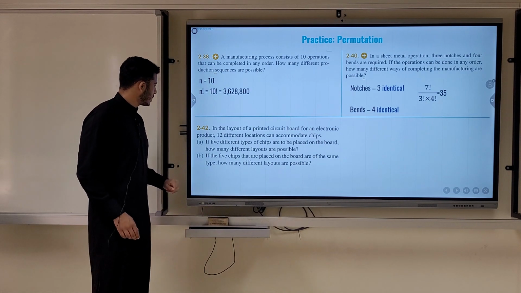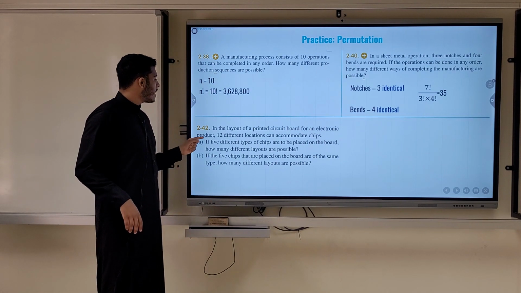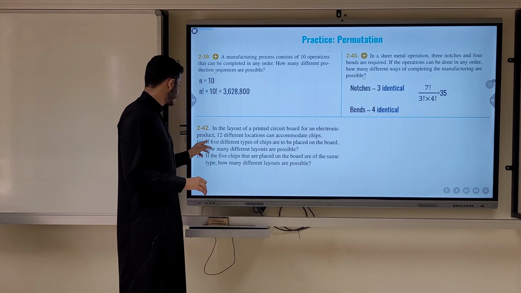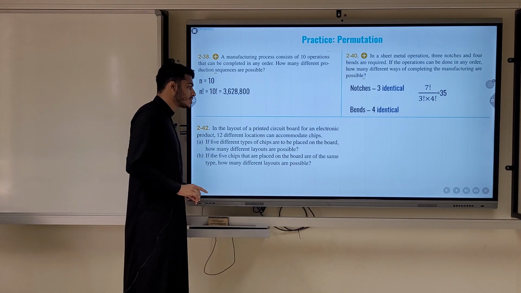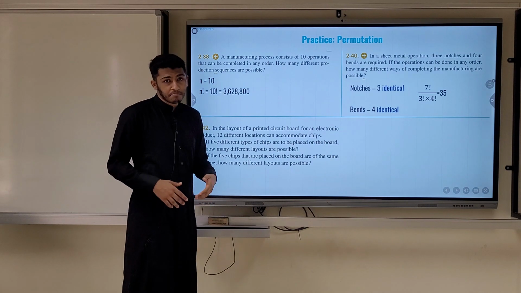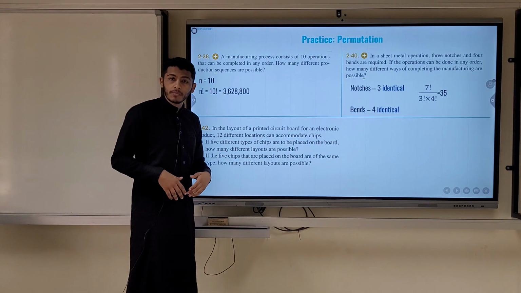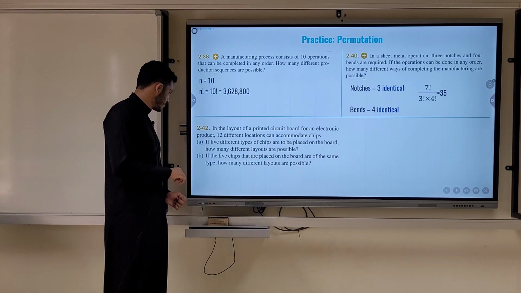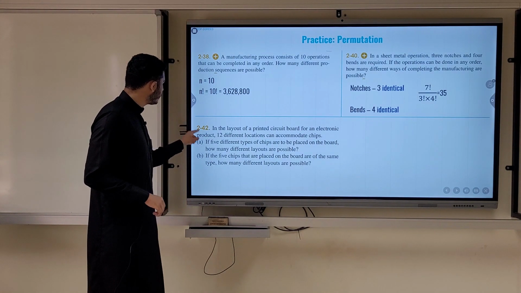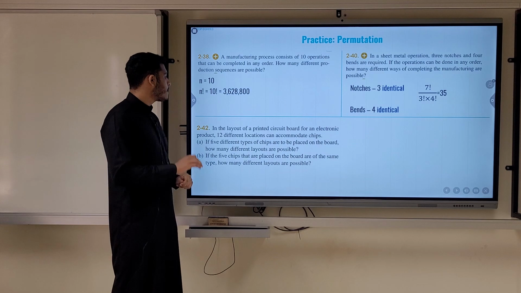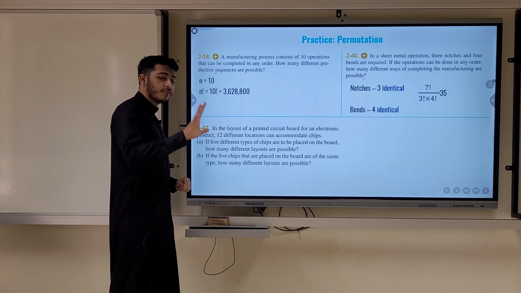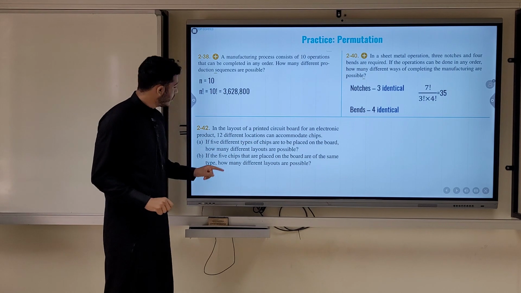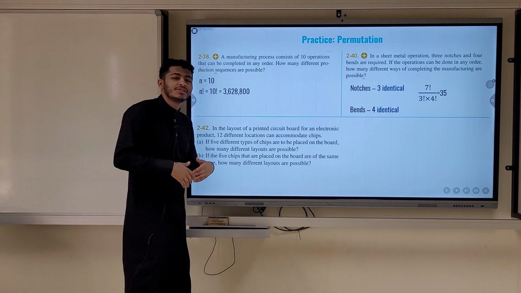Last question, which is gonna be quite long. In a layout of a printed circuit board for an electronic product, 12 different locations can accommodate chips. Remember, locations, we may want to use the second formula here. Let's read the question. Here it tells you 5 different types of chips are to be placed on the board. So we have 5 different types of chips. We have 12 locations.